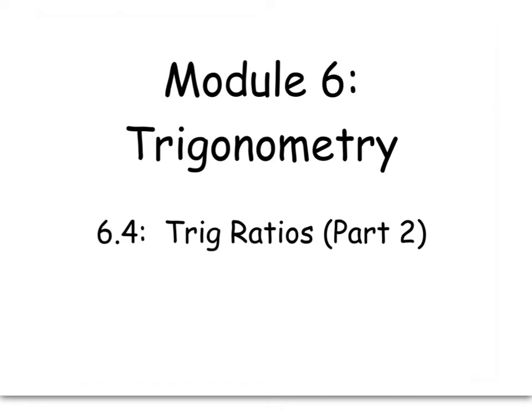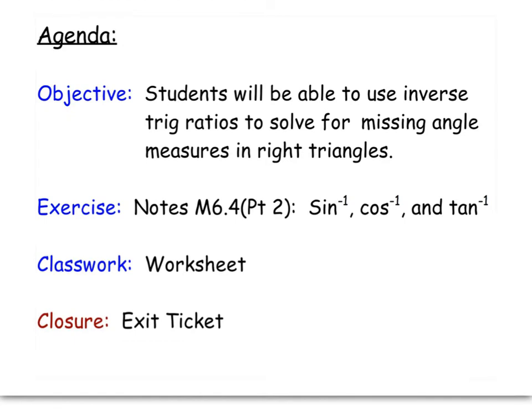Today we are going to continue looking at our trig functions, and we are going to do part 2 of our trig ratios. If we read through today's objective, we see that by the end of the lesson today, we will be able to use inverse trig ratios to solve for missing angle measures in right triangles.